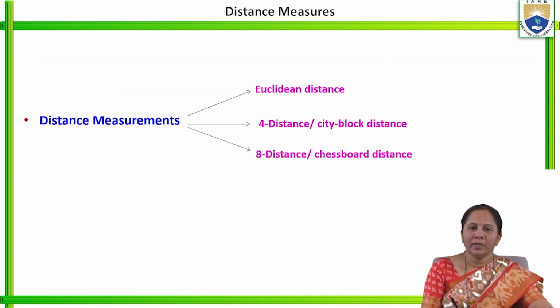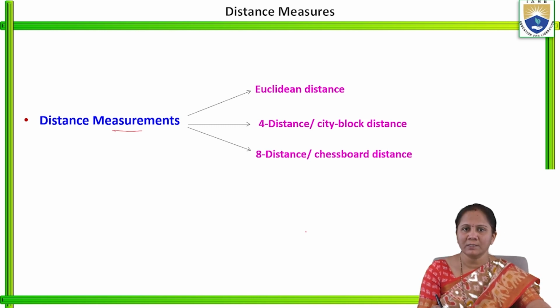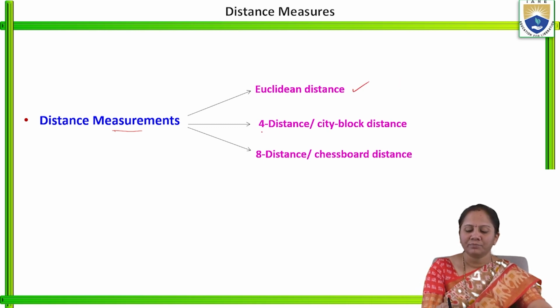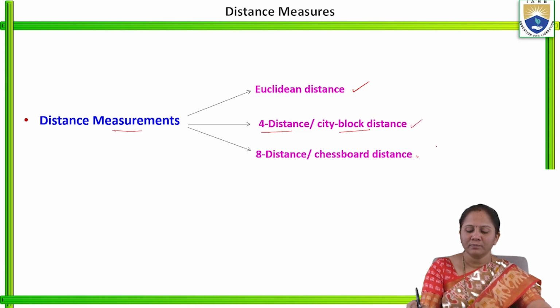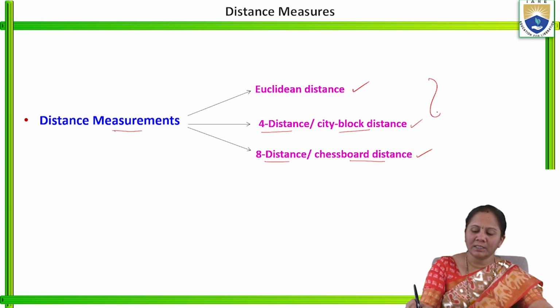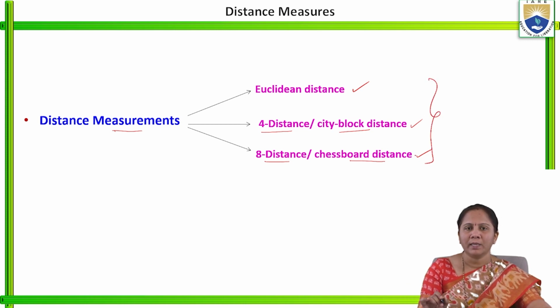Now, there are different methods to measure the distance between pixels. One is Euclidean distance, another one is D4 distance, which is also called city block distance, and the next method is D8 distance, which is also called chessboard distance. We will see each of these methods in detail. Ultimately, these three methods are used to calculate the distance between pixels.